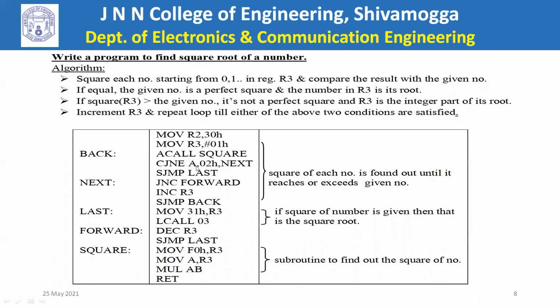So you return here. After returning, whatever the accumulator is having, the square, you are comparing with the given data. Given data is there in R2. That's all. If it is not equal, check whether there is no carry. If there is no carry, you have crossed the limit. Decrement R3. SJMP last. Last is nothing but R3 is the square root. Suppose there is a carry, you increment R3 and repeat the process. So when the accumulator becomes equal to R2, it is a perfect square. R3 is having the square root. So that is the simple procedure.